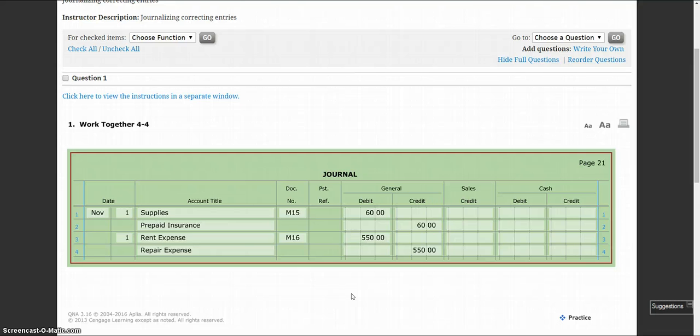Okay, so you're going to go ahead with your 4-4 on your own. If you get that one all correct, you're ready for your application problem, and then after that you need to work on your mastery and study guide, and you'll be ready for your test.